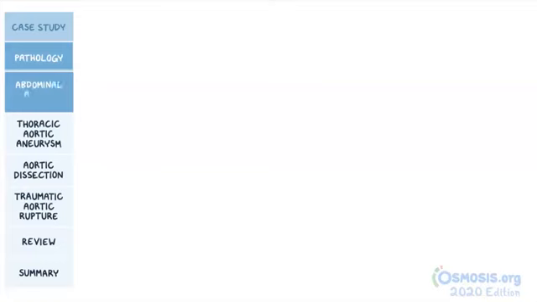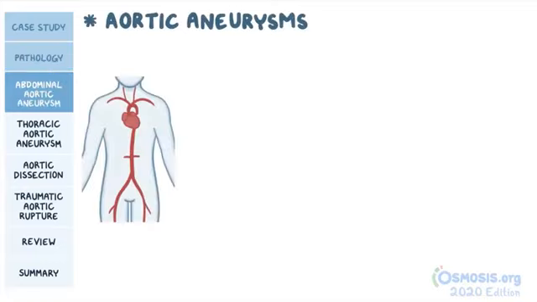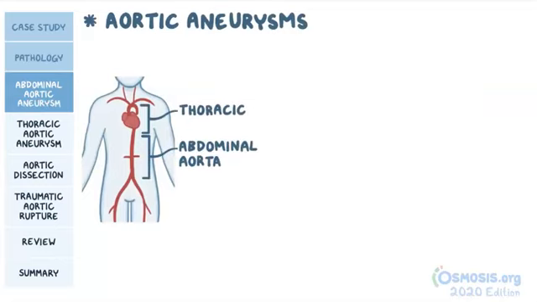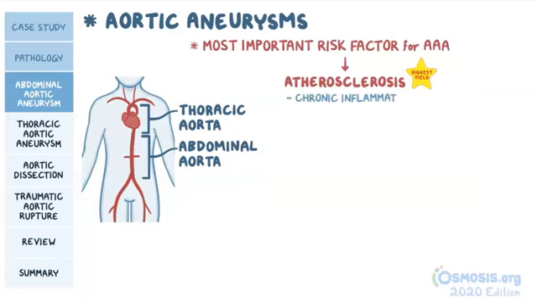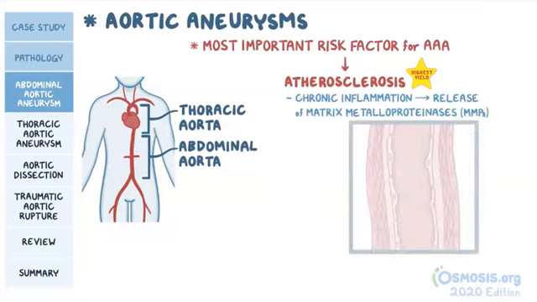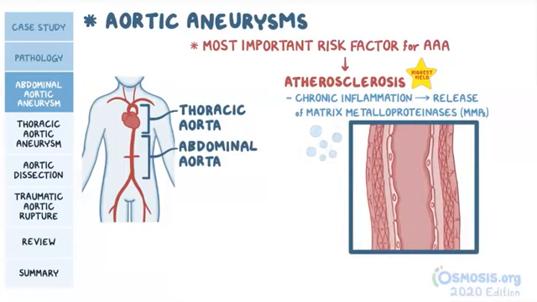Now that we've got the basic terminology down, let's take a closer look at aortic aneurysms. These usually occur in the abdominal aorta, but can also occur in the thoracic aorta. The most high-yield and most important risk factor for abdominal aortic aneurysms is atherosclerosis. In atherosclerosis, chronic inflammation results in the release of enzymes called matrix metalloproteinases, or MMPs, which degrade the extracellular matrix in the tunica media, weakening the aortic wall.